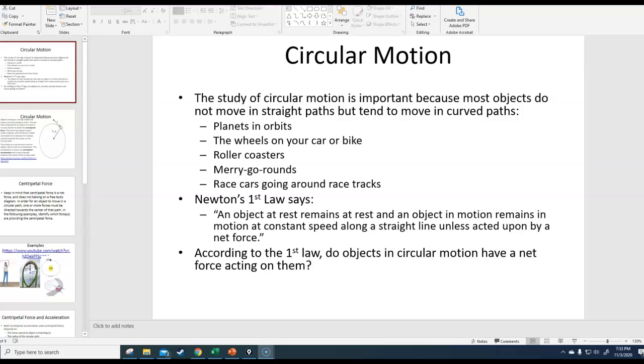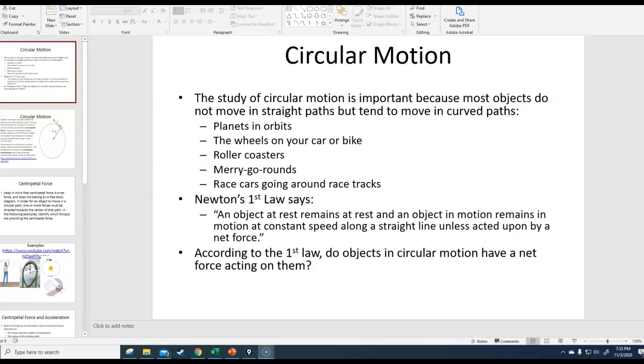So for example, when the moon orbits the Earth, or when the planets orbit around the sun, the shape of those orbits is pretty much circular. If you think about the wheels spinning on your car or your bike, roller coasters going around in a loop, merry-go-rounds, race cars driving around on a racetrack, all of those involve some type of circular motion. So this is basically the physics of what happens when objects don't move in a straight line, but move in curved paths.